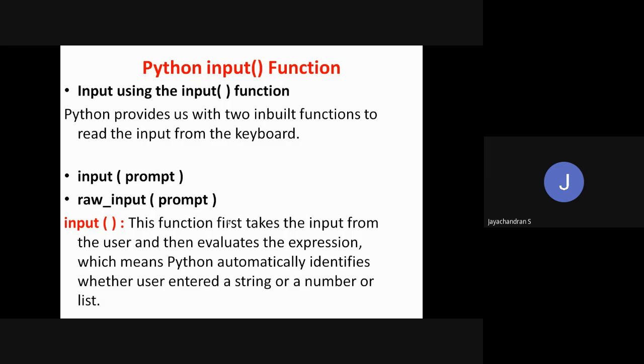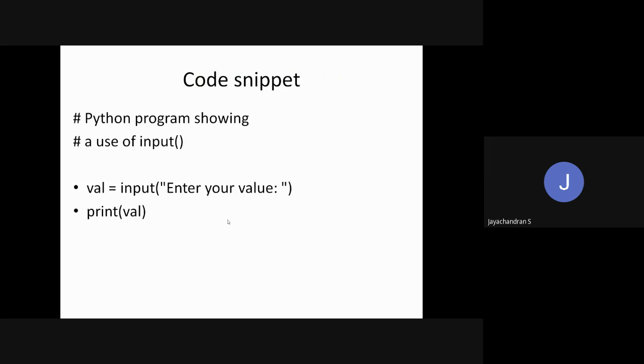Here is a code snippet for how to get a value from the user. First we create a variable, and then use the input function. Whatever you enter in the double quotes will be displayed. So first you type something like "enter your value" in the code, then you print the particular variable.